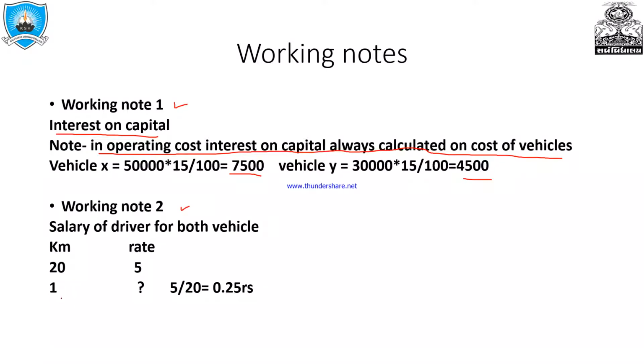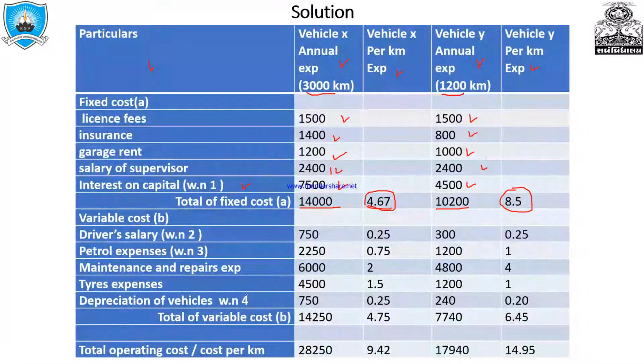Okay. So 1 kilometer how much? So we arrive at 0.25 rupees, the driver salary per kilometer. So put in this value 0.25, 0.25, and multiply with 3,750 and 0.25 with 1,200. Answer is 300. Okay. Now the petrol expenses.